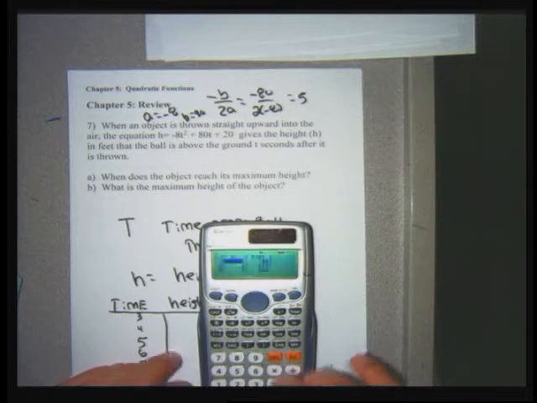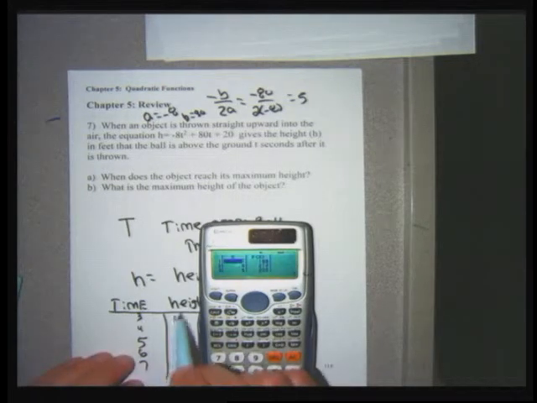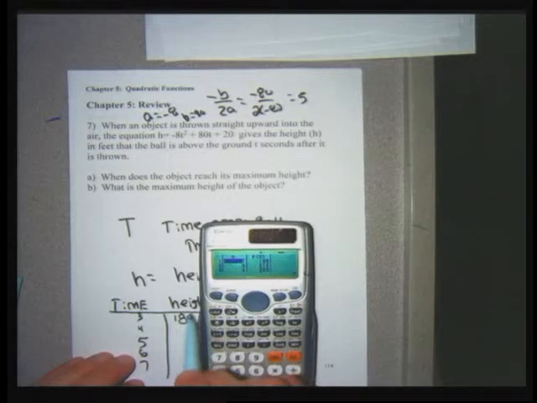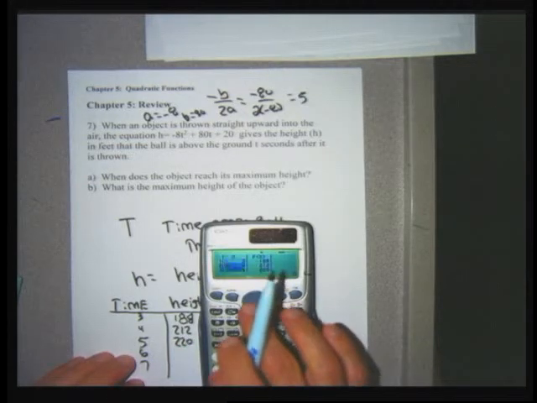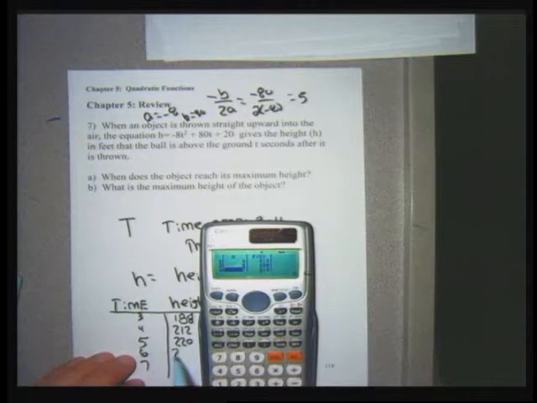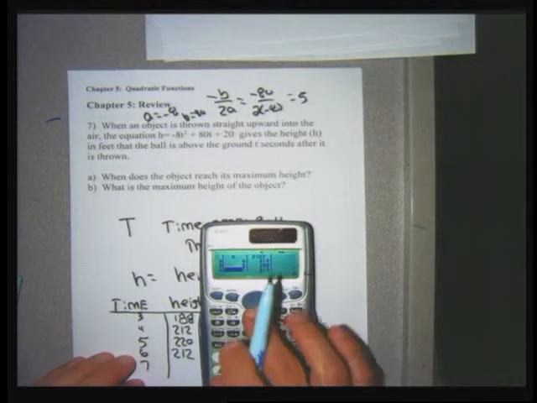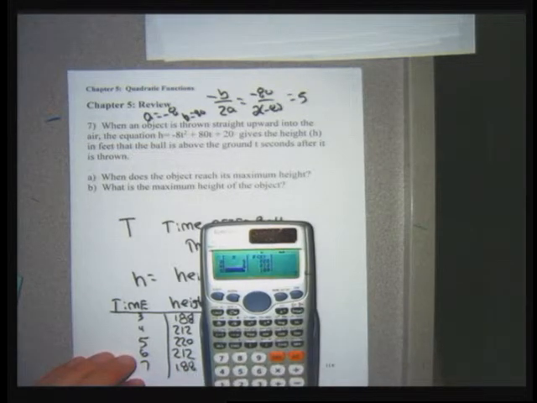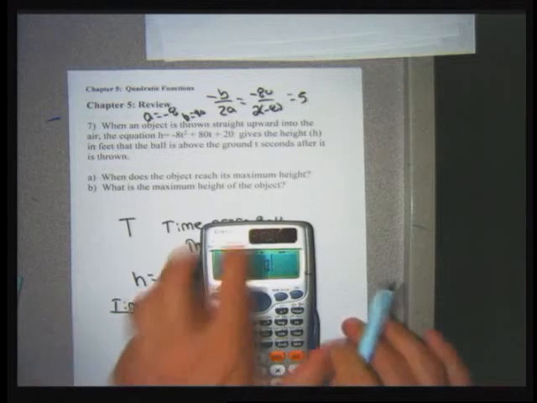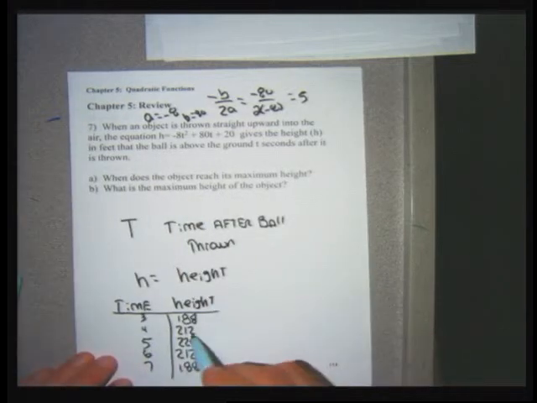Step 1, I get at 3 seconds, the ball's 188 feet. At 4 seconds, the ball's at 212 feet. At 5 seconds, the ball's at 220 feet. At 6 seconds, it's going back down to 212 feet. And at 7 seconds, it's back down to 188 feet. So I really only needed to find the vertex, but it's so easy on my calculator to get a nice table. The answer is going to be right here for both parts.